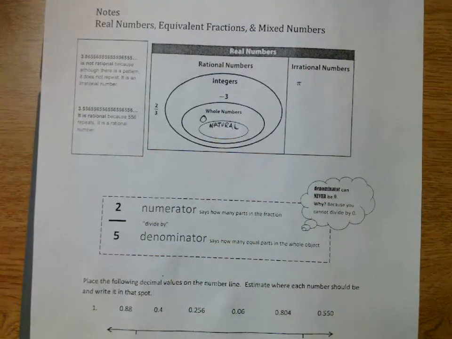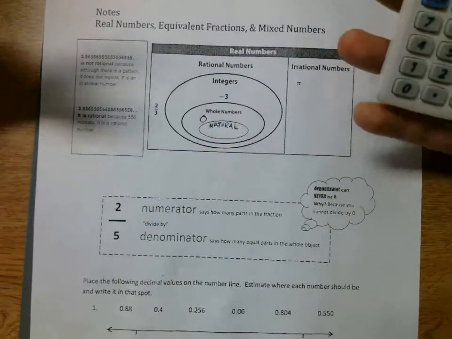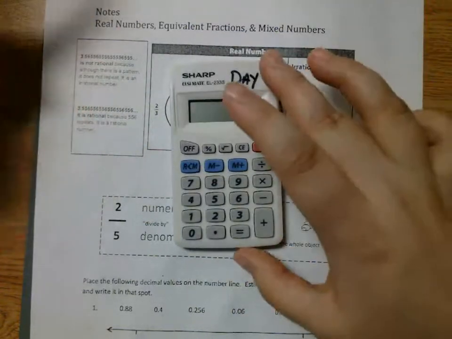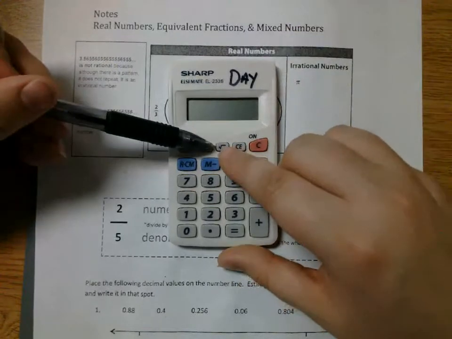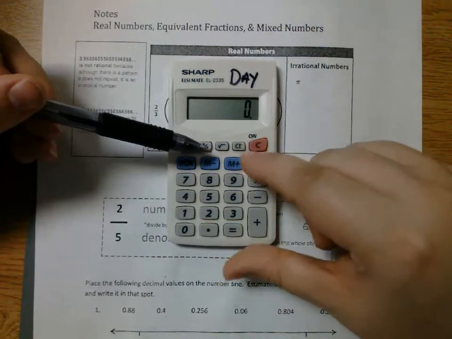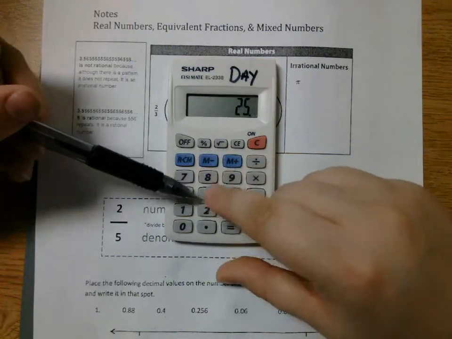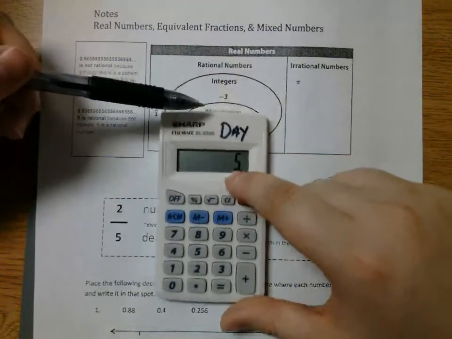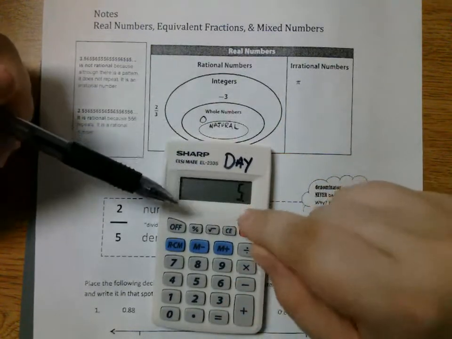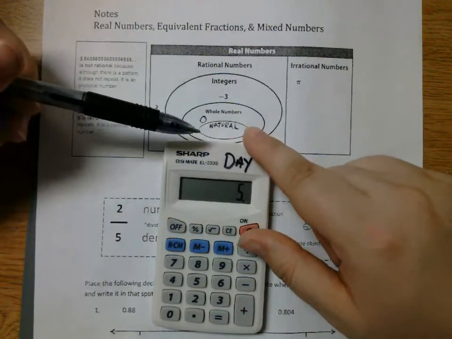One of those things could be a square root. If you look at your calculator, there's this funky little thing here. It looks kind of like long division. It's not. So turn your calculator on. If I wanted to find the square root of 25, I'd put in 25, hit square root. It tells me the answer is 5. The square root of 25 would be considered a natural number.